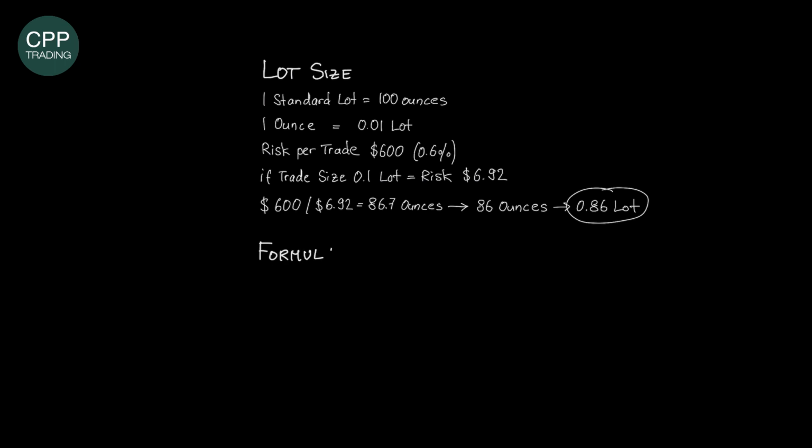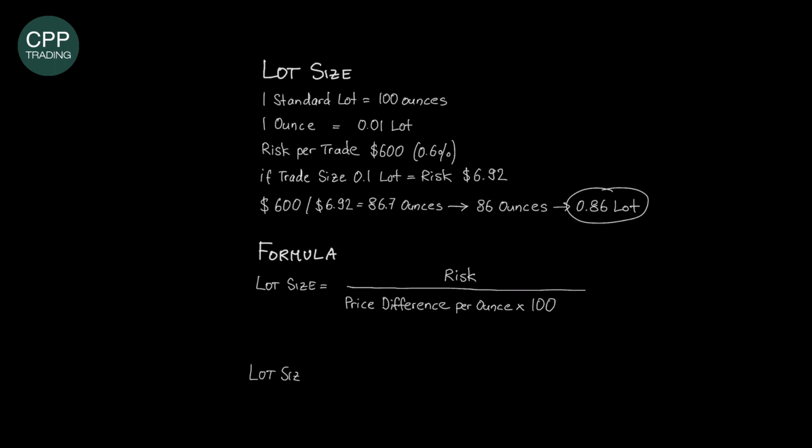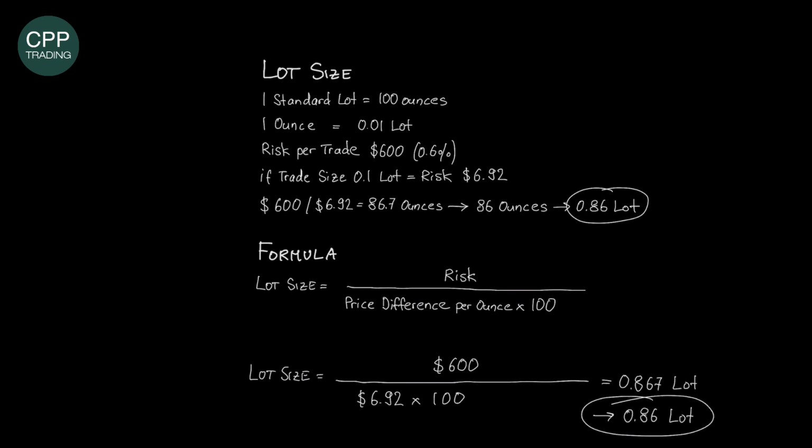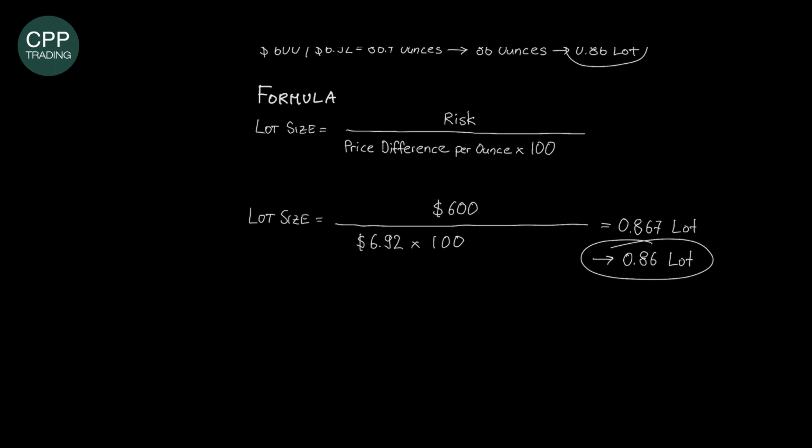Here we get to the formula for calculating the lot size. First step is we have to take our risk, the risk amount, divided by the price difference per ounce and times that by 100. So for this example, the lot size formula is $600 risk divided by 6.92 times 100 equals 0.867 of a lot, which we have to round down to 0.86 lot.